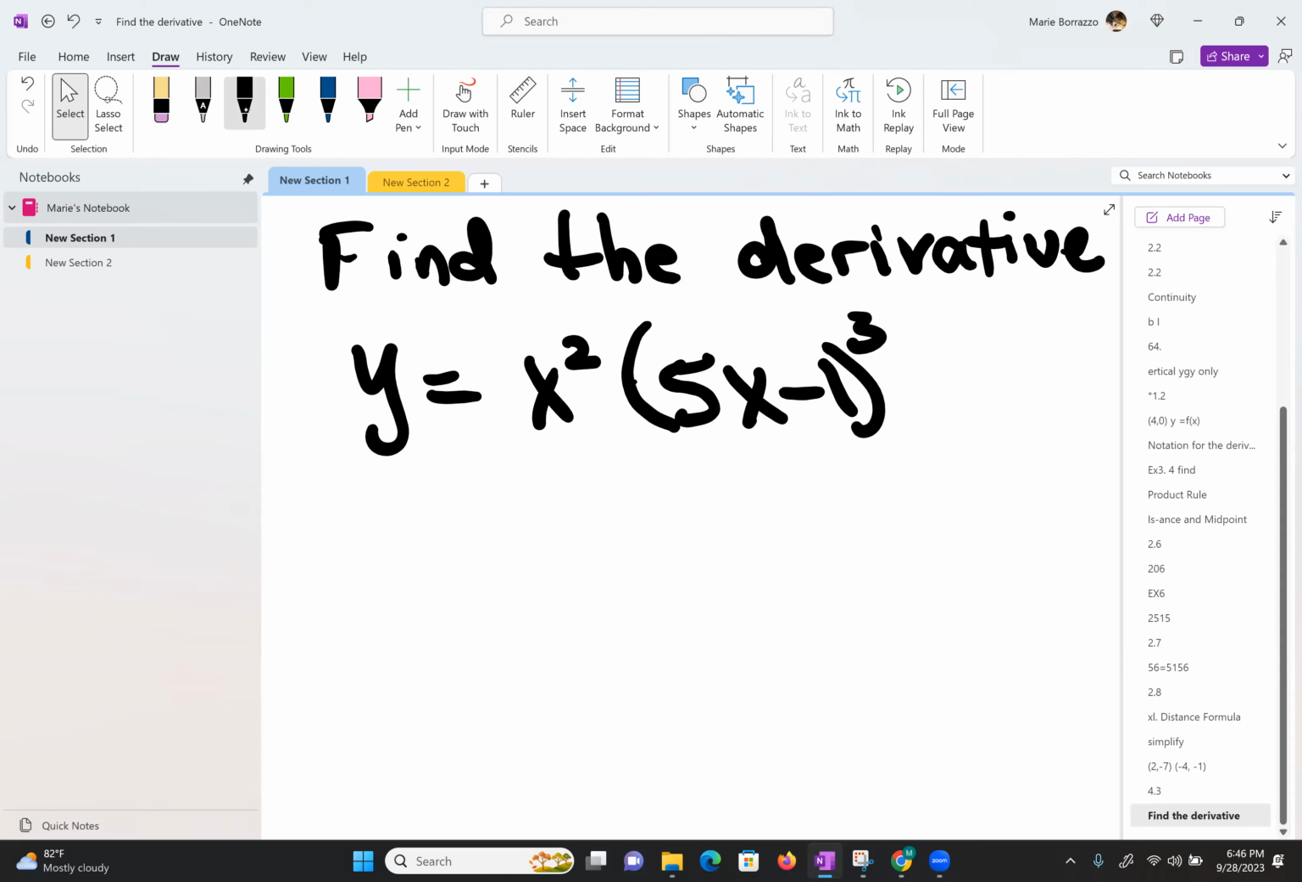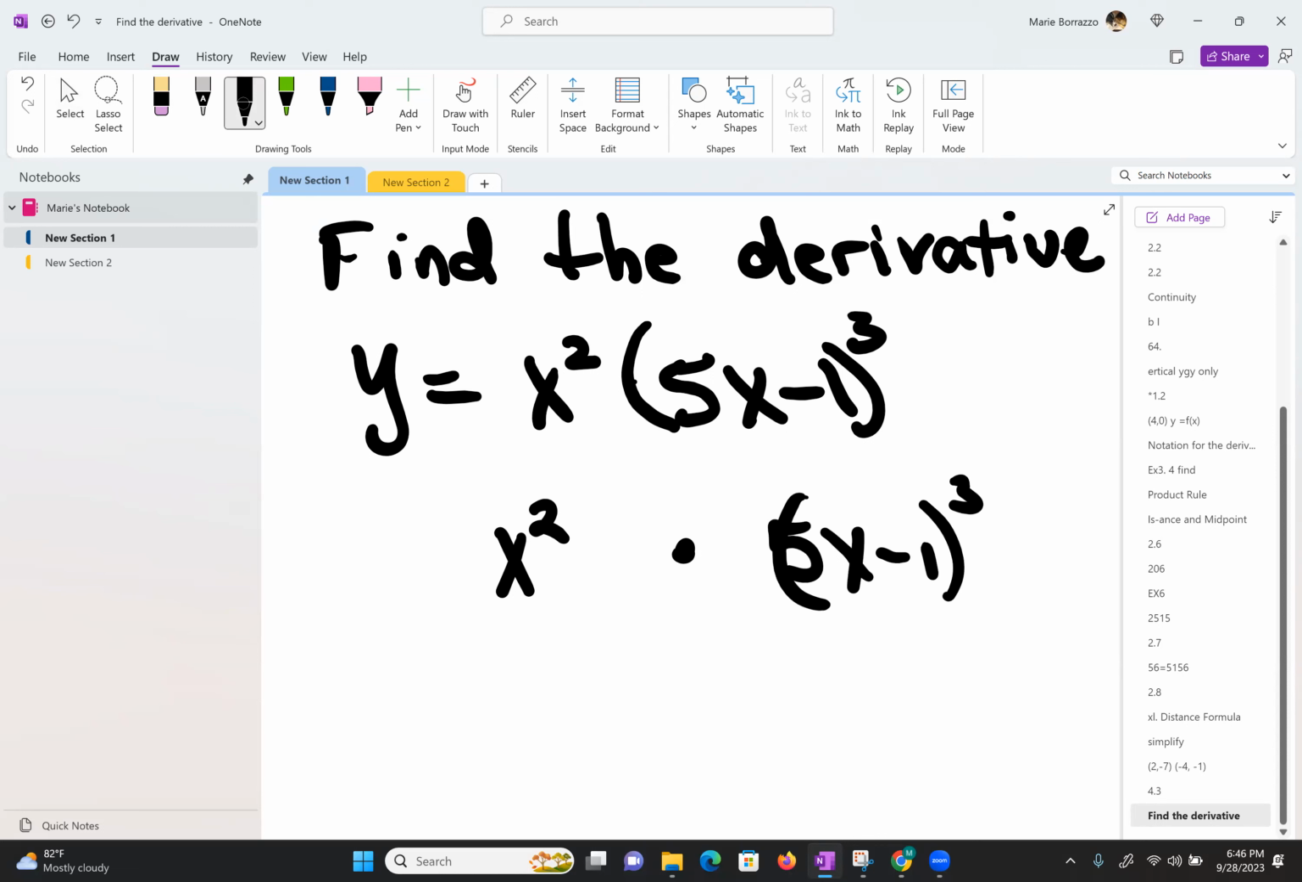Okay, just in case, I assume you're starting with x squared times, and then you have the (5x - 1) cubed as the way to write it.